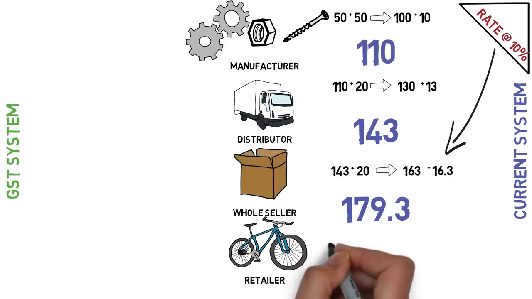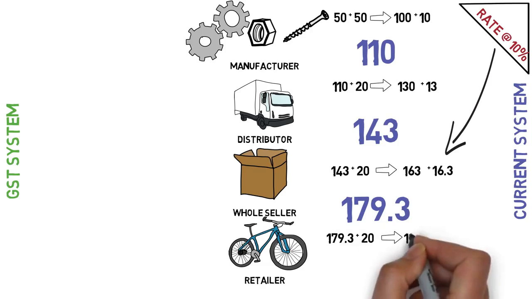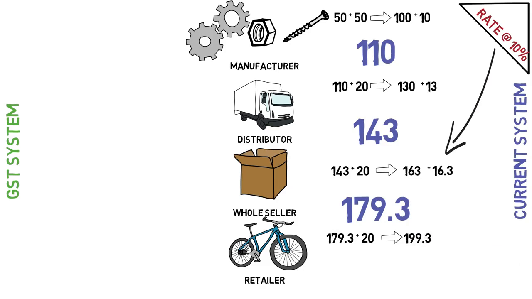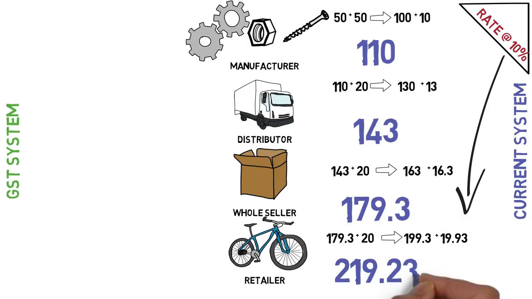Then the retailer adds 20 rupees profit and the price will become 199.3. The consumer buys this product from retailer by paying 10% tax on 199.3, that is 19.93 rupees. So the final consumer price is 219.23. This is how the current taxation system works in India.